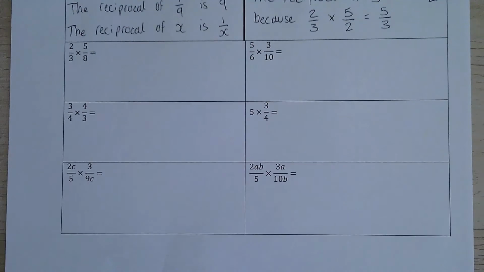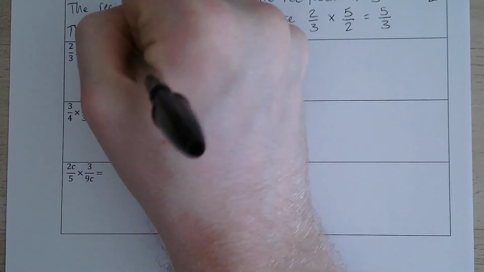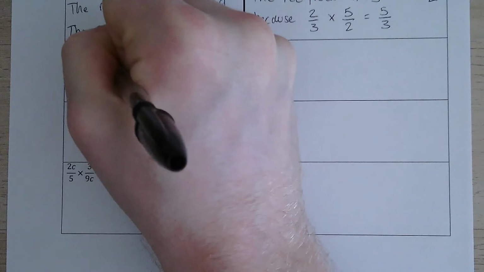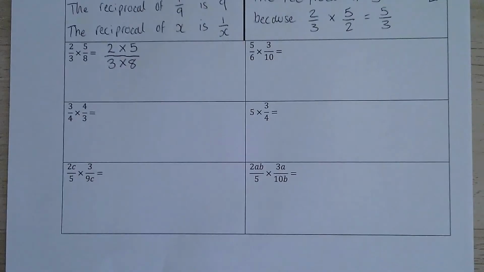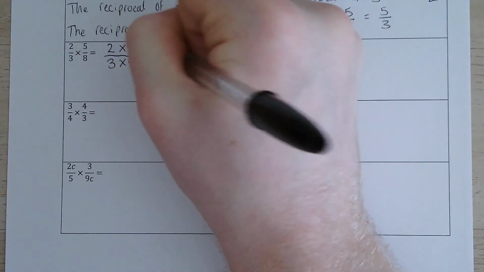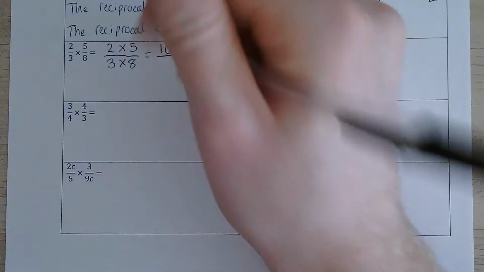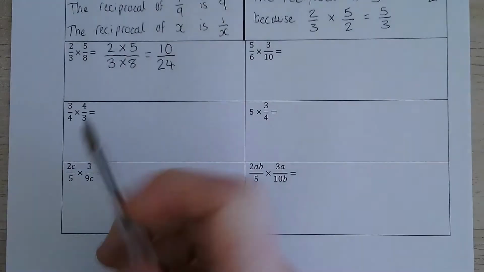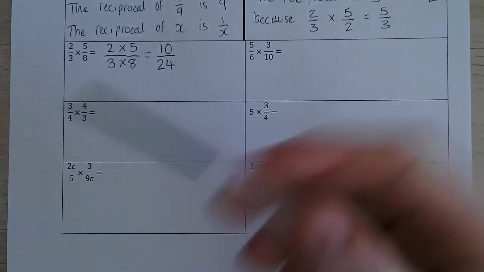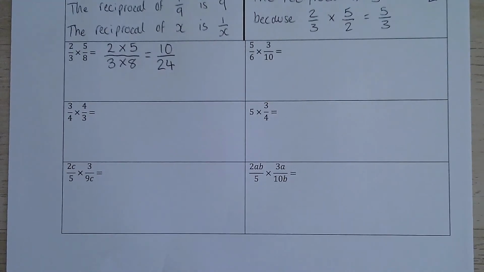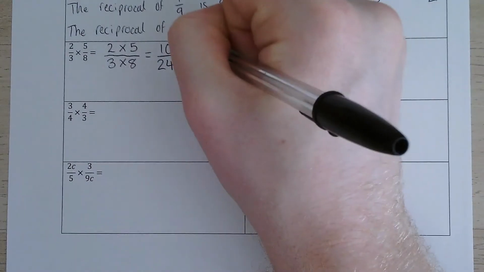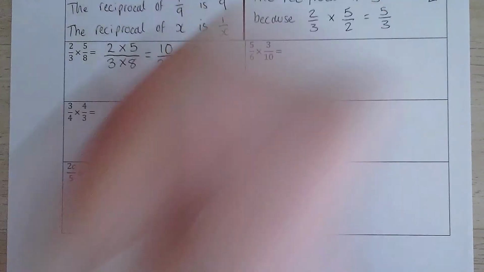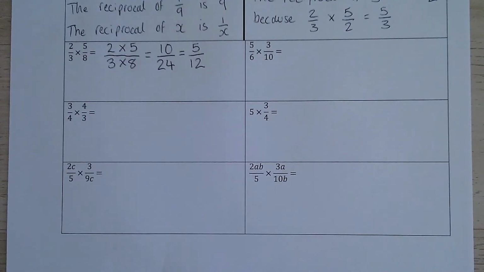Question 1 is 2 over 3 times 5 over 8. To multiply fractions together, we multiply the numerators together and we multiply the denominators together. 2 times 5 is 10, 3 times 8 is 24. So 2 over 3 times 5 over 8 equals 10 over 24. We could simplify this fraction down. Both of these numbers can be divided by 2, so our fraction can simplify to 5 over 12.